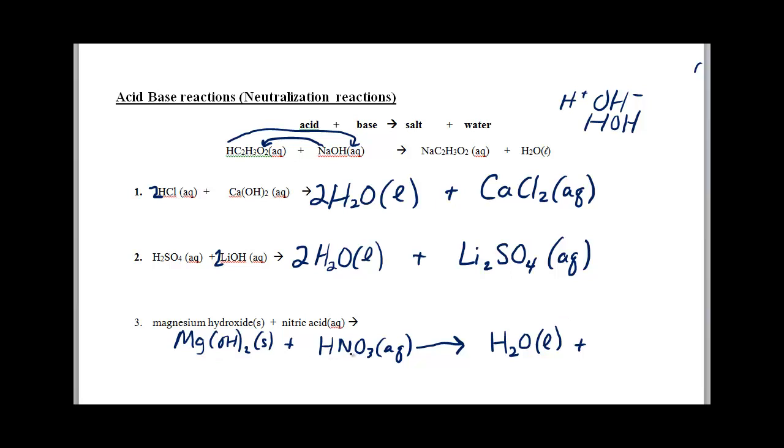Magnesium nitrate. Magnesium is a +2. Nitrate is a -1. I'm probably running out of room there. Aqueous. Again, we need to make sure it's balanced. 2 nitrates, 2 in the water.